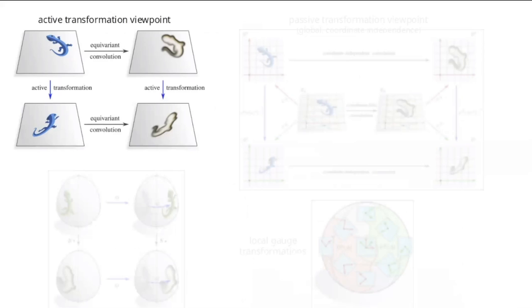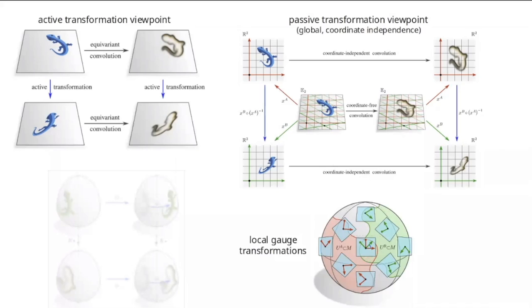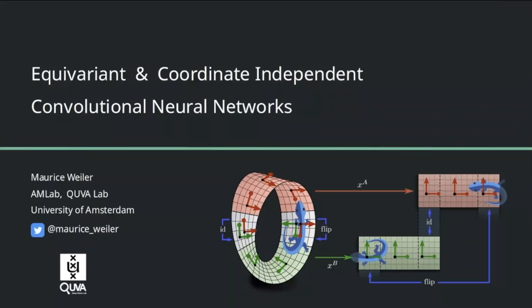And to wrap things up, yesterday we looked at active transformations of our signals on Euclidean spaces and demanded equivariance. Then in the beginning this morning, we saw that we can also view that from the passive viewpoint, which is actually necessary to generalize everything to manifolds, where we look at local gauge transformations. But if we have symmetries on our manifolds, we get active isometry equivariance back. So that kind of closes the circle. Okay, thank you very much.